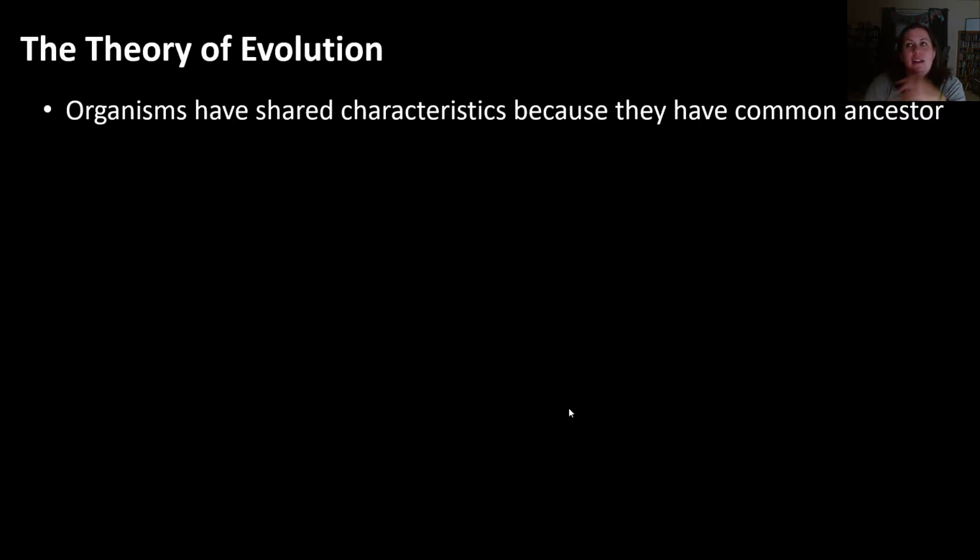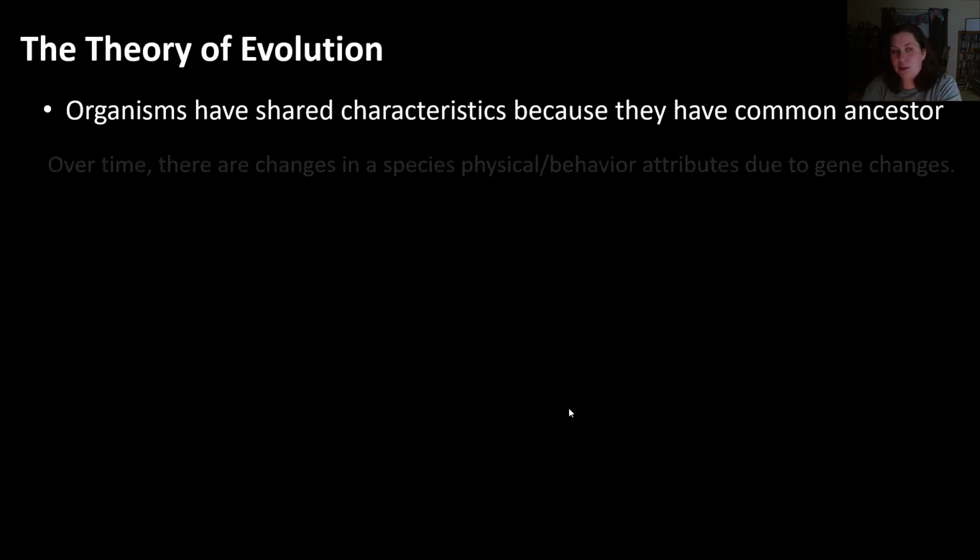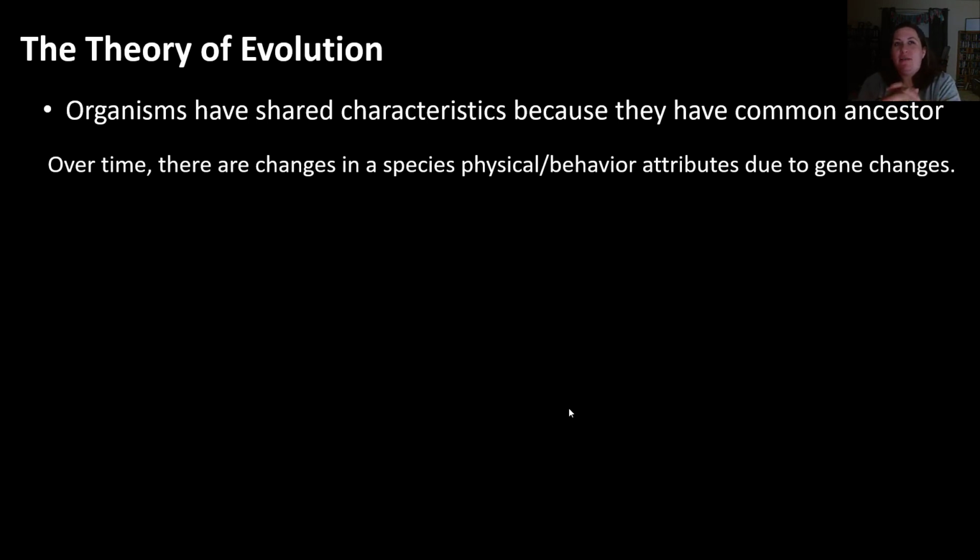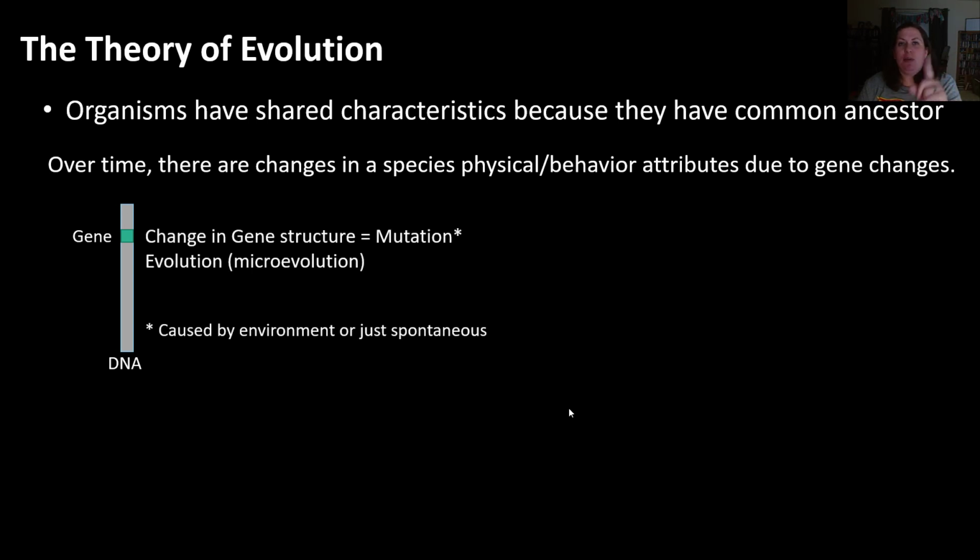All right, this brings us then to the theory of evolution. Organisms have shared characteristics because they have common ancestors. Over time, there are changes in the species that are physical or behavioral that change the genes in some way. So I have a gene here on the DNA, a change in the gene structure. Remember, we called that a mutation. This is a type of evolution that we call microevolution, and it's caused sometimes by the environment itself, like the fact that there's something in the air that causes the issue, something you ate, it changes your DNA, or it could just be spontaneous. It just changes for no apparent reason.